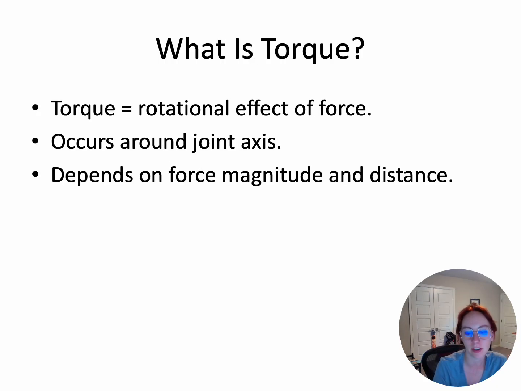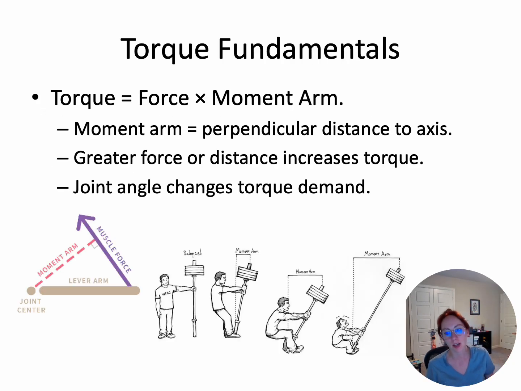All right, and now we are going to dive deeper into what is torque. Torque is the rotational effect of force. Because most movement occurs around the joints, torque determines how effectively a force produces rotation. This occurs around the joint axis, and it depends on the force magnitude and the distance. So torque is calculated as the product of force and the moment arm. The moment arm is the perpendicular distance to the axis.